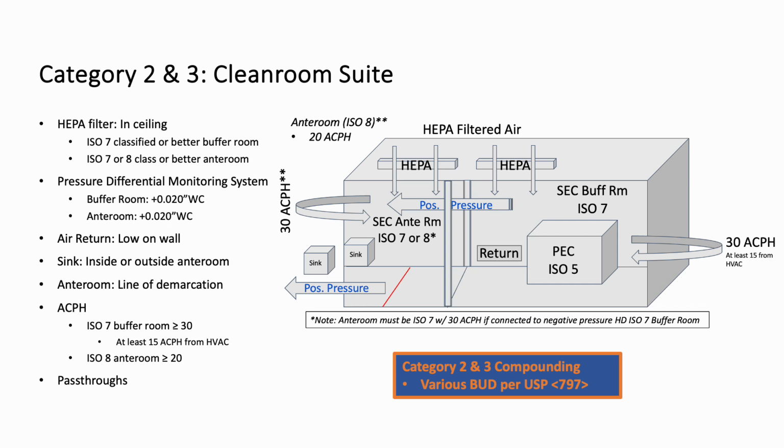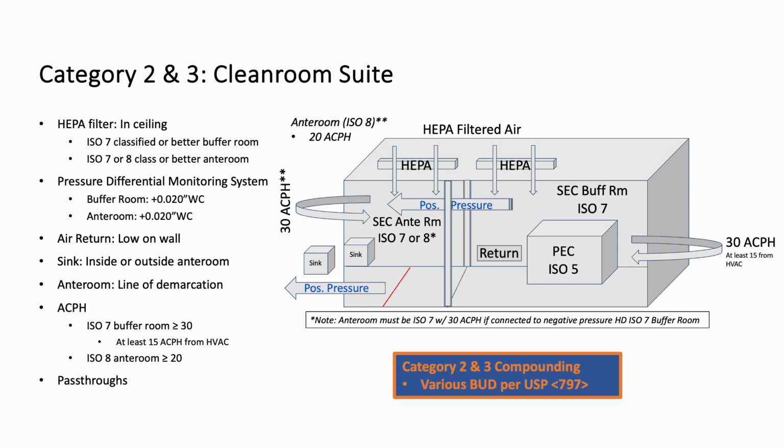Pressure differentials will be 0.020 greater than the surrounding area. This means that the ISO 7 buffer room will be 0.020 greater than the anteroom, and the anteroom will be positive 0.020 greater than the general pharmacy. Note that we're bringing this out to 3 decimal points, a positive 0.020 or greater. This is because we don't want to round up into compliance.